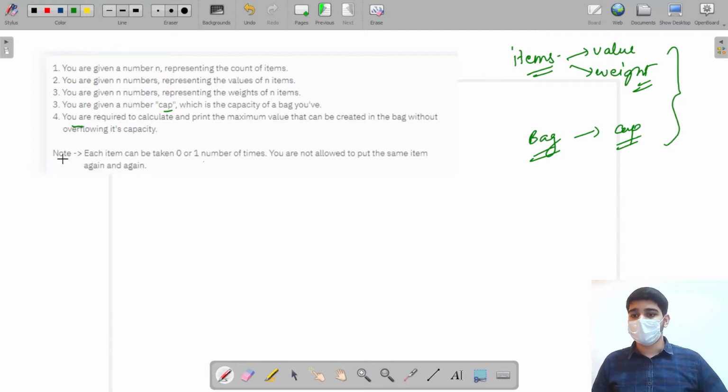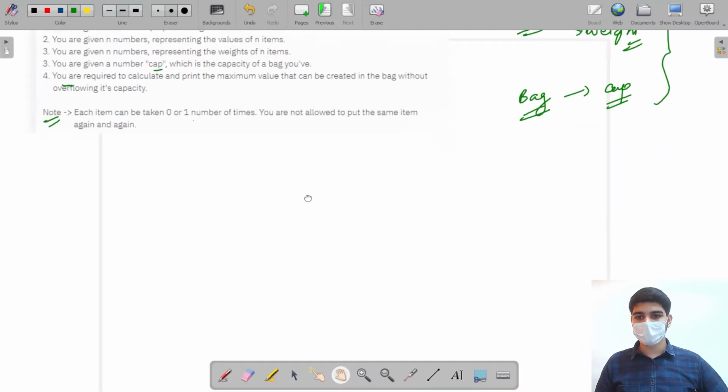All right. The note over here says that each item can be taken 0 or 1 number of times, right? And you are not allowed to put the same item again and again. That means, simply, you cannot break the items into smaller pieces. You can either take the entire item or you can leave the entire item, right? And also you have a limited number of items. You have just one particular unique item associated with each and every value that you have been given. That means there is no repetition allowed, right? You can pick an item only a single time.